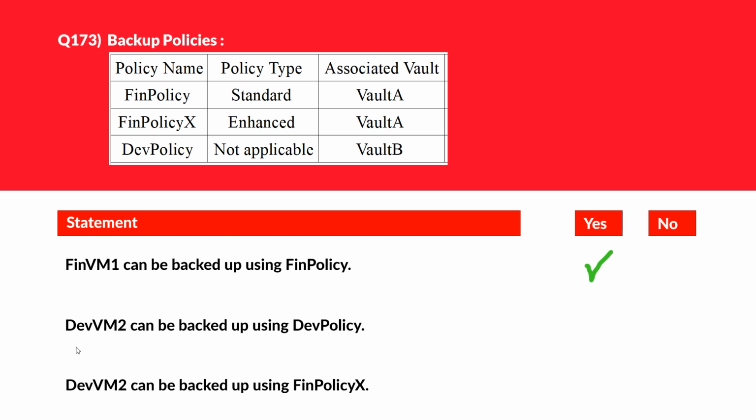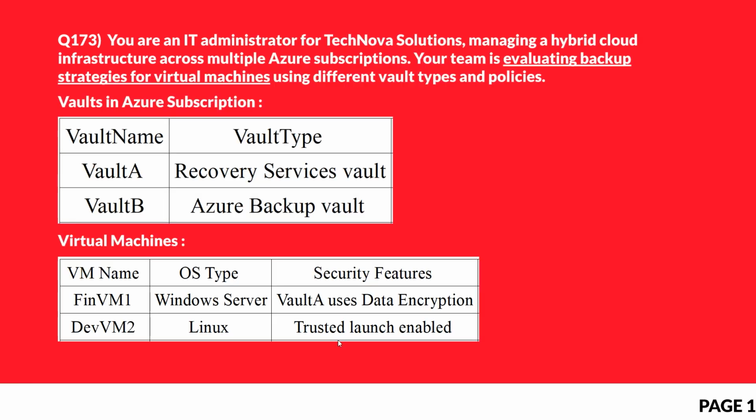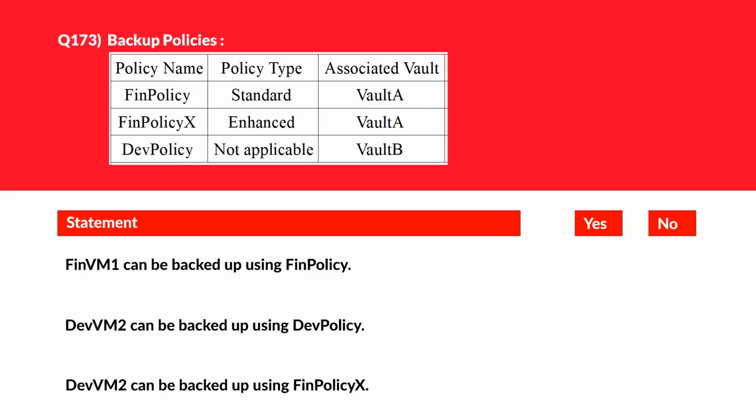Now let's move to statement 2, that is dev VM2 can be backed up using dev policy. Let's go to dev VM2. So dev VM2 cannot use dev policy since the policy type is not applicable. If we look here, the dev policy, it clearly says not applicable here, making it invalid for VM backup. So this statement is no.